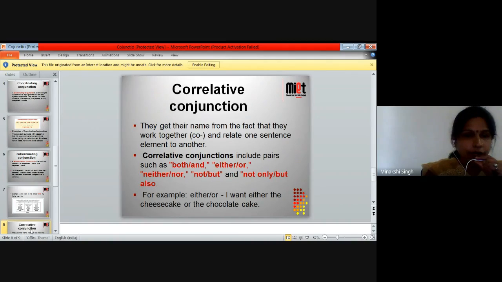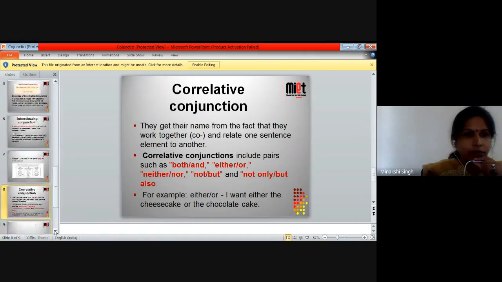So when I talk about correlative conjunctions, they include pairs, right? For example, either or. I want either the cheesecake or the chocolate cake. So this is an example of correlative conjunction.